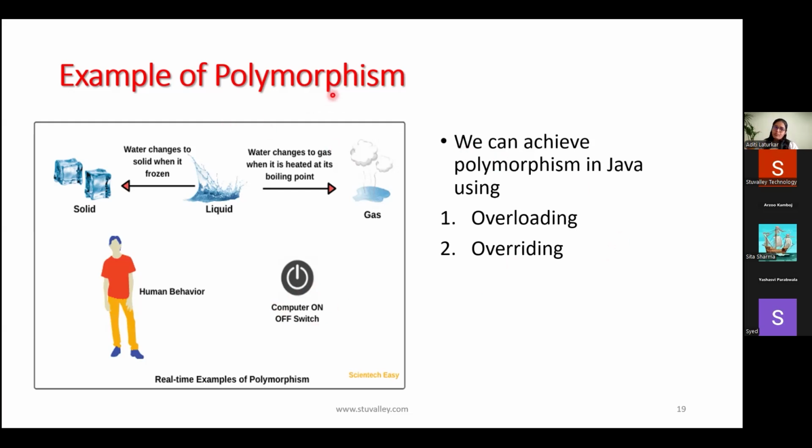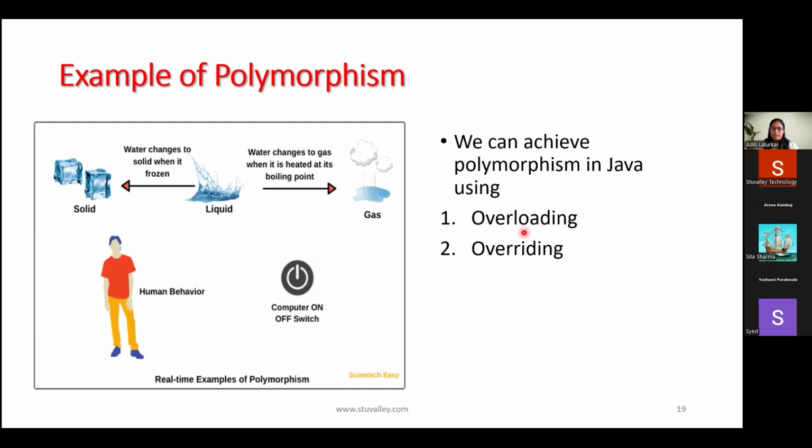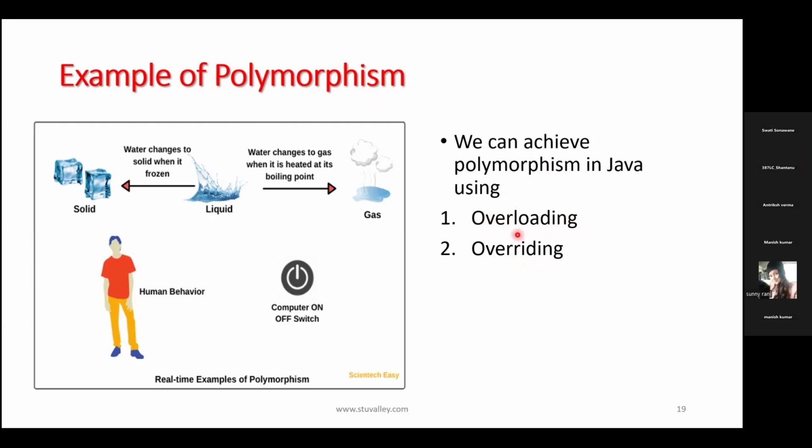And we can achieve polymorphism in Java using two concepts, that is overloading and overriding. In overloading, we perform two operations. First is constructor overloading. Second is method overloading. In method overloading, we write one method with different types of parameters or numbers of parameters. You can give the same name to a method, but the only difference will be the number of parameters or types of parameters. You can write n number of overloaded methods in your code, and this is possible within a single class.